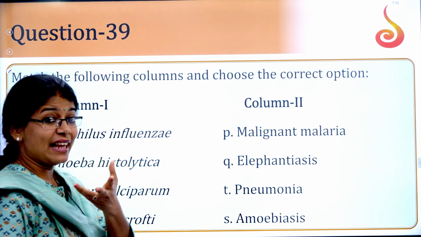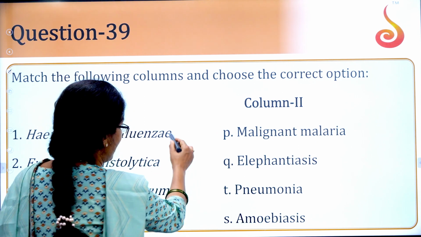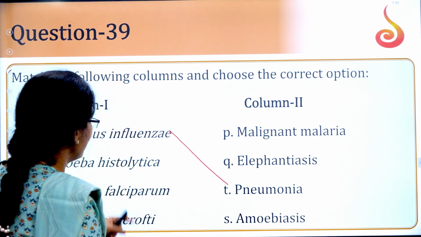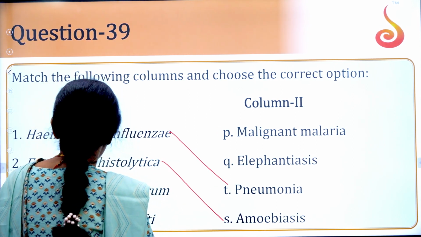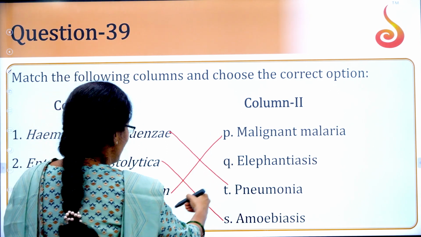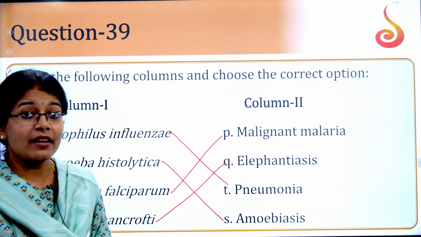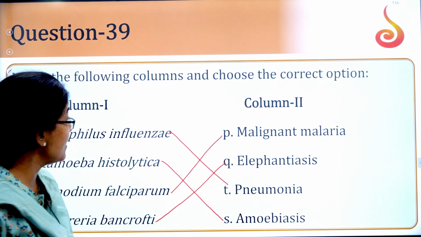Next one, from human health and disease. Chalo, let us match now. Haemophilus influenzae, pneumonia; Entamoeba histolytica, amoebiasis; Plasmodium falciparum, malignant malaria; Wuchereria bancrofti, elephantiasis. What is the option A, B, C or D?